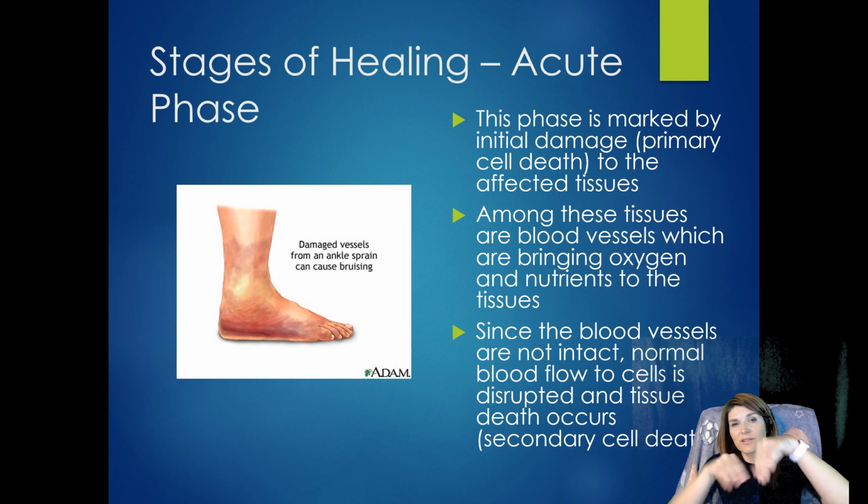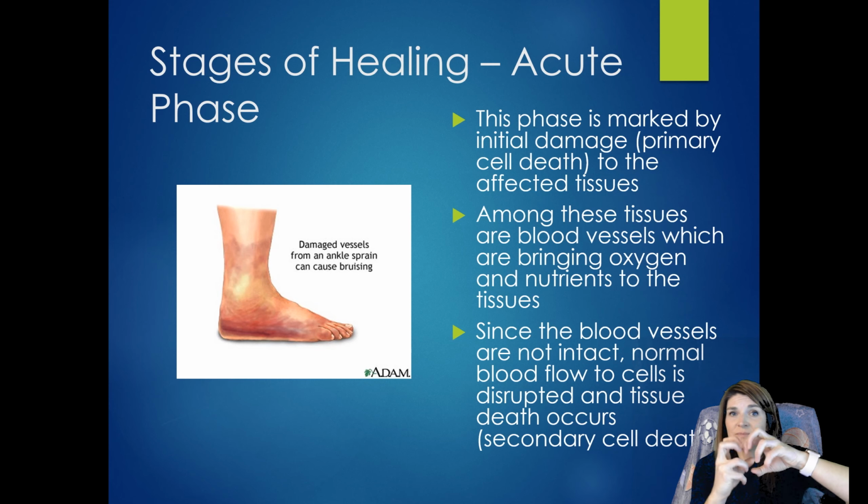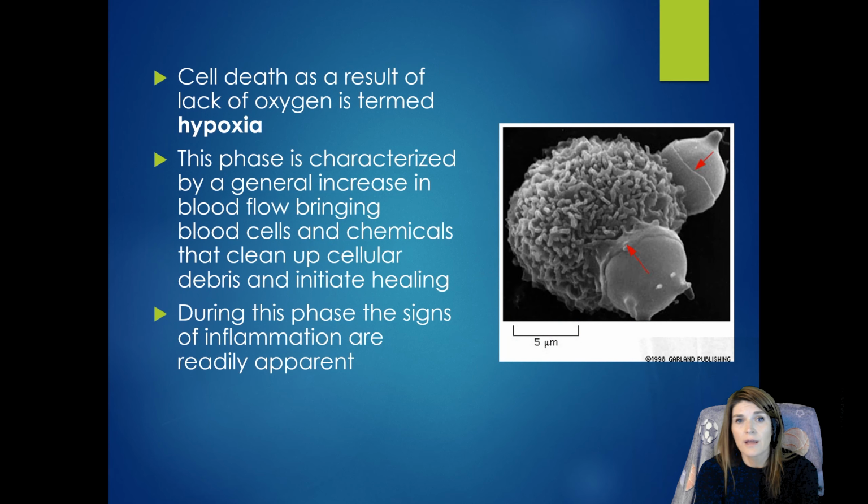When the blood vessels, let's say that they rolled their ankle and some of the blood vessels also ruptured, since they're not intact, normal blood flow to cells is disrupted, and so they don't necessarily get all the nutrients and oxygen that they need, as well as the initial tearing apart of cells and other cells responding to that. So cell death as a result of lack of oxygen is hypoxia. Hypoxia just means low oxygen, and it's characterized by a general increase in blood flow, bringing blood cells and chemicals that clean up cellular debris.